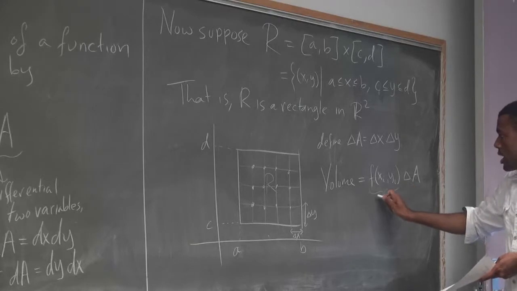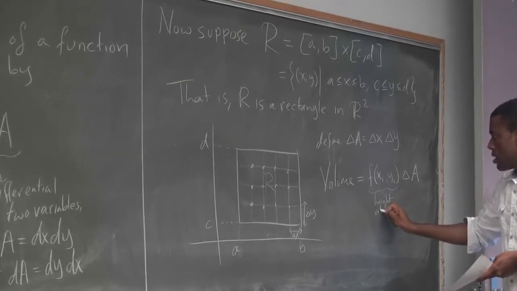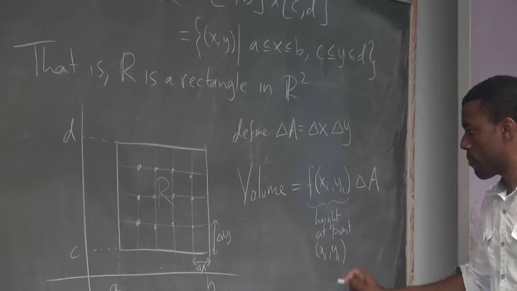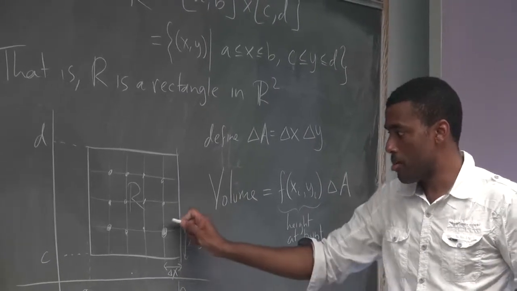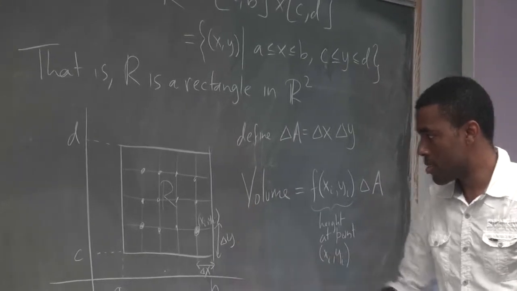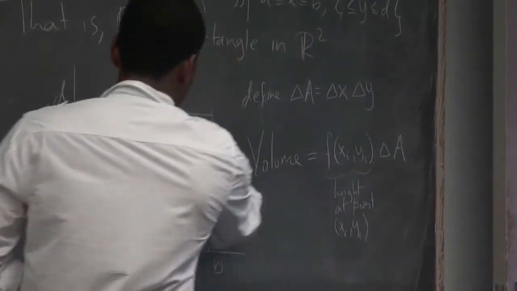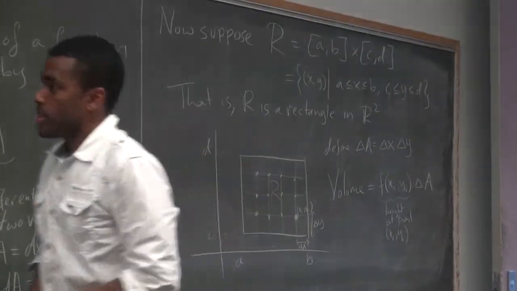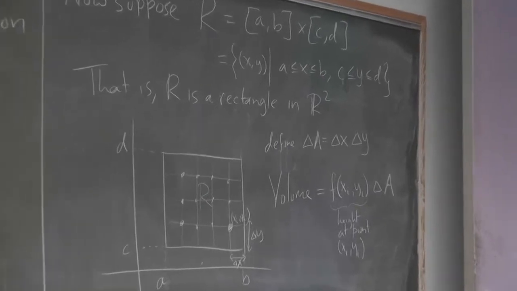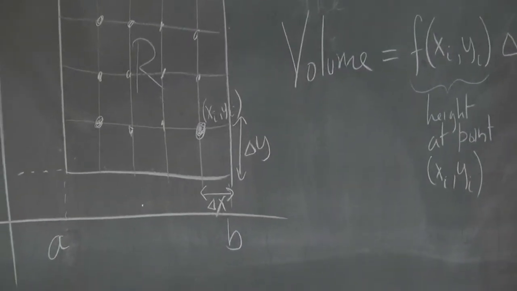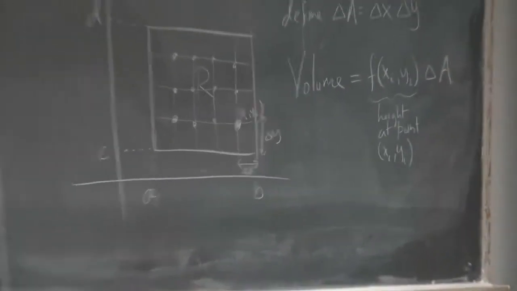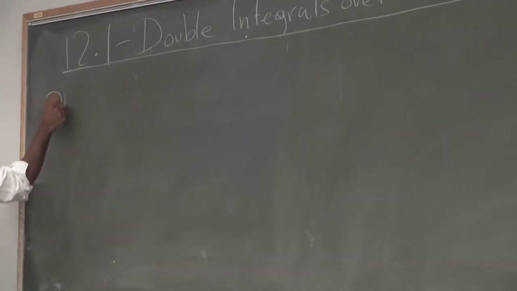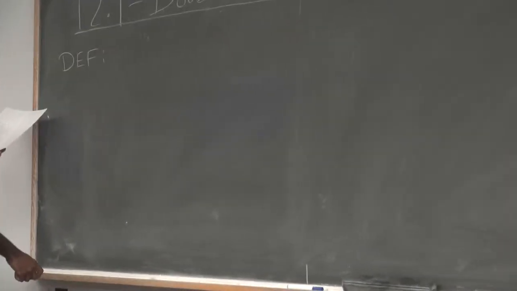Right? So this is the height at the point (x_i, y_i). Right? So I can pick this point for that particular rectangle that I'm looking at. Pick the point (x_i, y_i). And so now I can find the volume of that by finding the area of the rectangle multiplied by the height, which is given by the function, which you're going to be given. And so we're going to be able to define the integral in the following way.